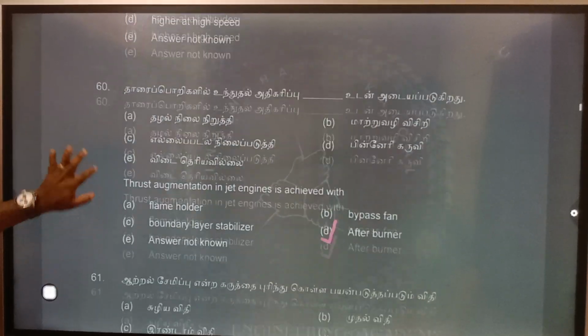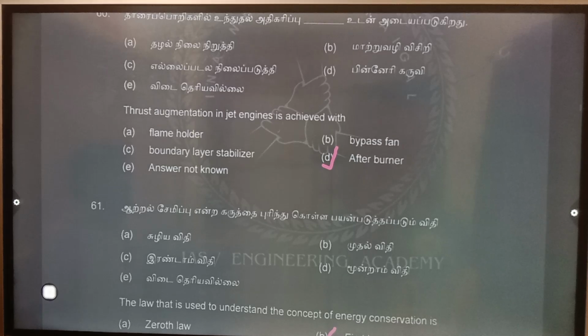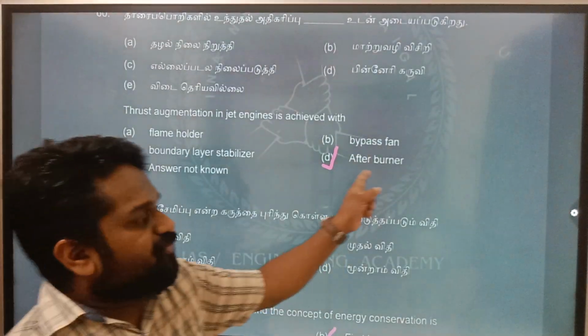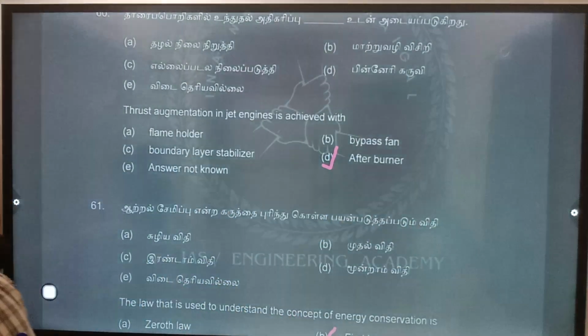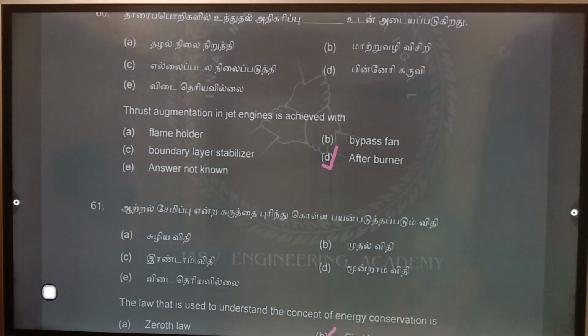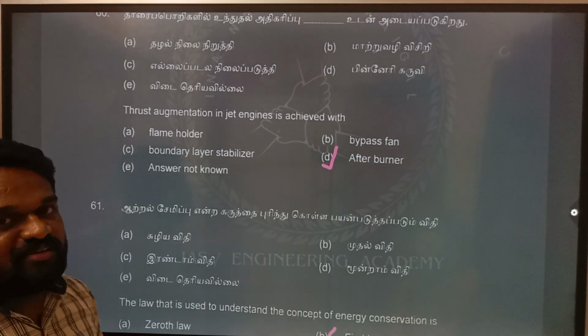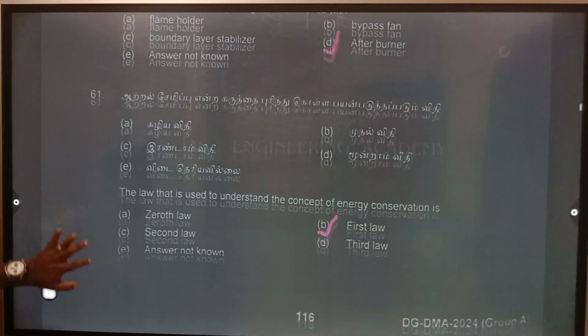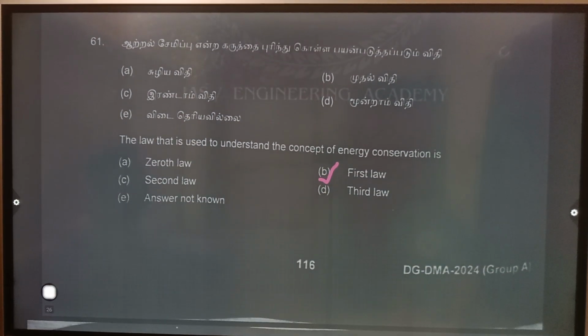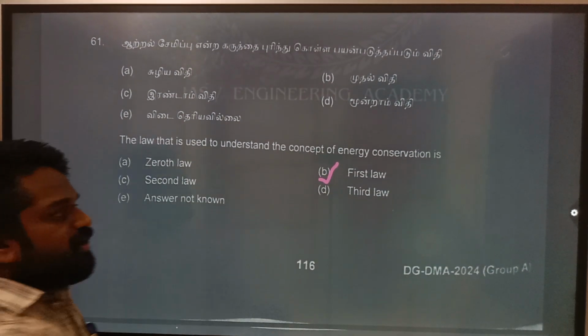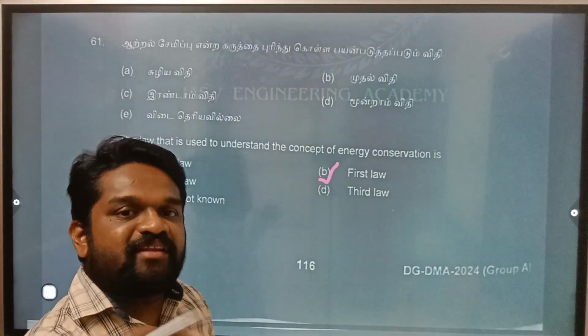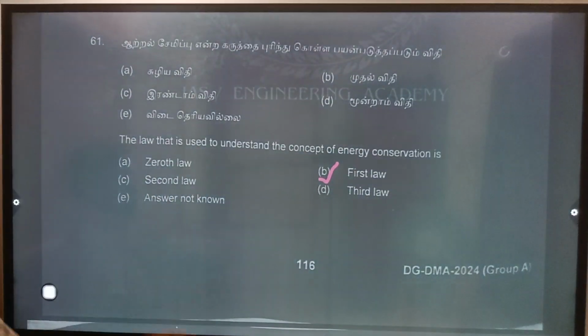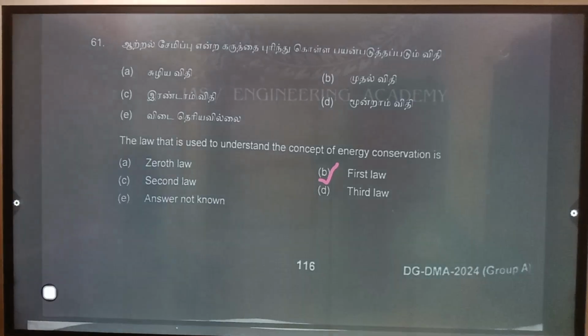Next 60, thrust augmentation in jet engines is achieved with afterburner. Okay, thrust augmentation in jet engines is with afterburner. D is the answer. 61, the law that is used to understand the concept of energy conservation. First law is the law of energy conservation. Okay, the answer is box, first law.